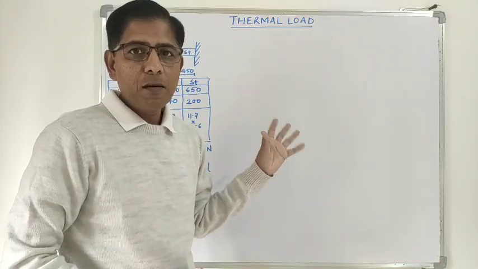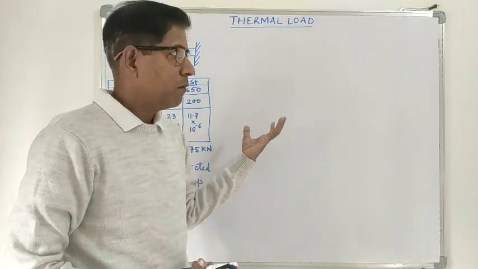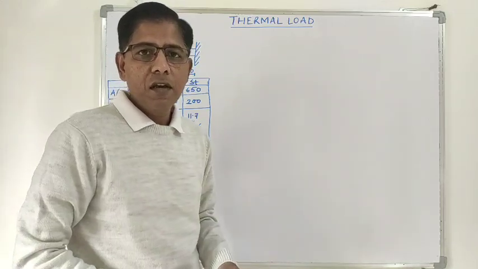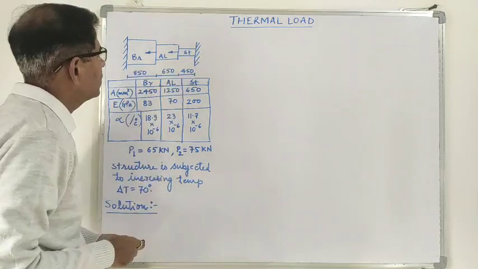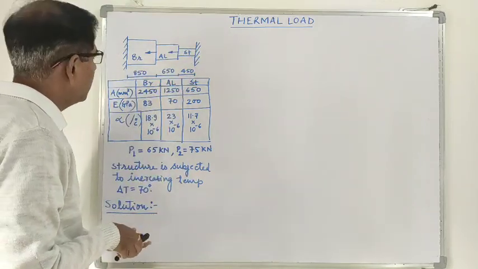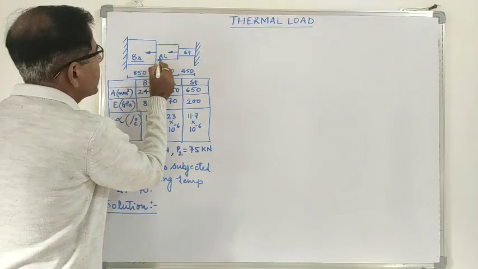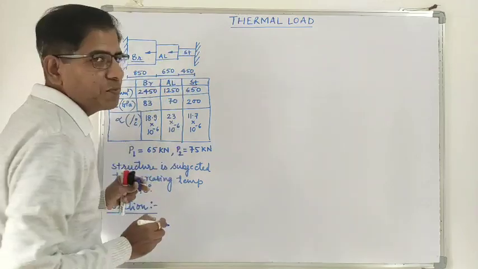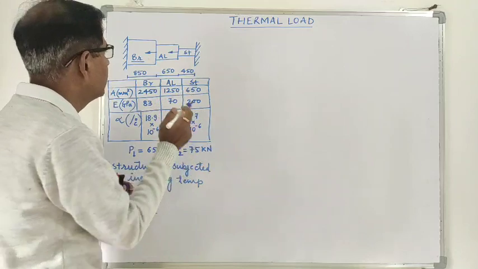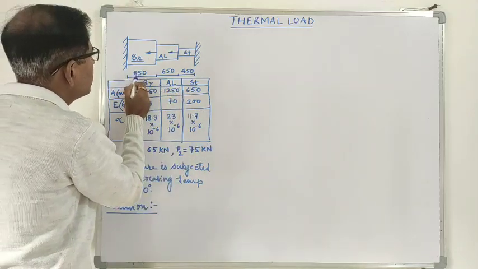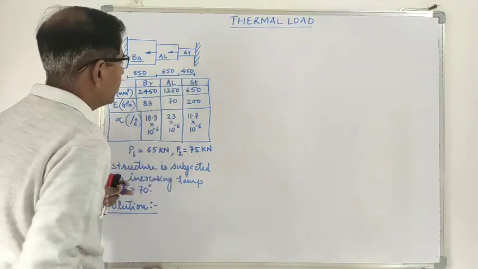So we'll solve an example, and the concepts of this type of problem will be seen during the solution. Now the problem is a step shaft. The first step is made of brass, the second step is made of aluminium, and the third step is made of steel. So three different steps of three different materials. The length of the brass member is 850, aluminium 650, and steel 450.